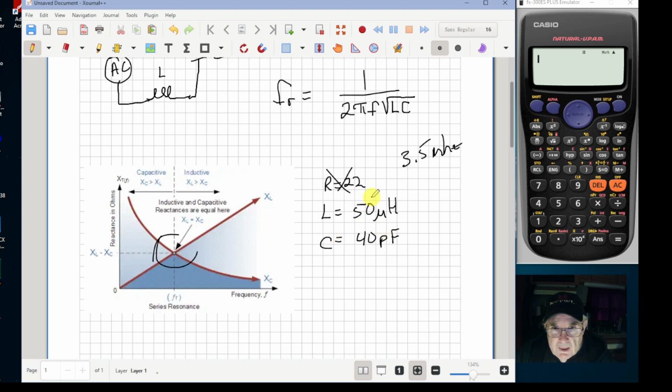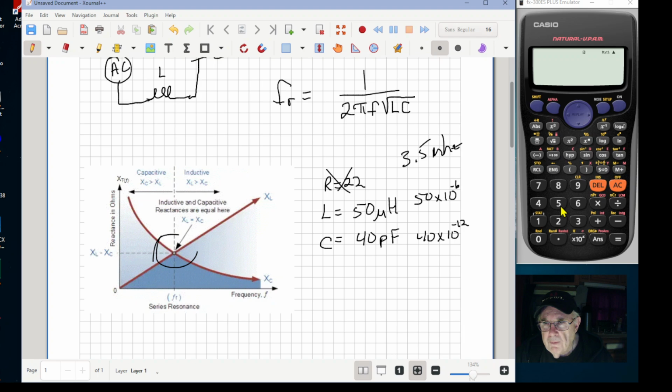Well, first of all, let's write these out because we're going to be using our calculator. Micro is times 10 to the minus 6. So this is going to be 50 times 10 to the minus 6. Pico is times 10 to the negative 12th, so this is going to be 40 times 10 to the negative 12th. So it's double that. All right. So all we really need to do then is put this inside parentheses, put this in our formula.